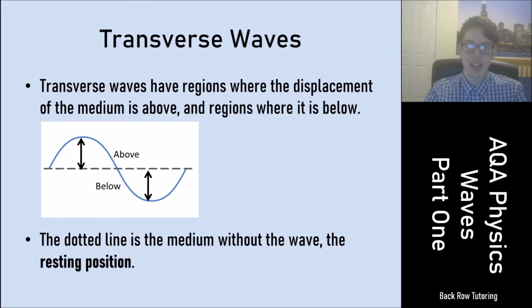Transverse waves have regions where the displacement of the medium is above, and regions where it is below. The dotted line on this diagram here shows the wave's resting position, and the resting position is just the medium without a wave. So you can see that there are parts of the wave where the displacement is above the resting position, and there are parts of the wave where the displacement is below the resting position.